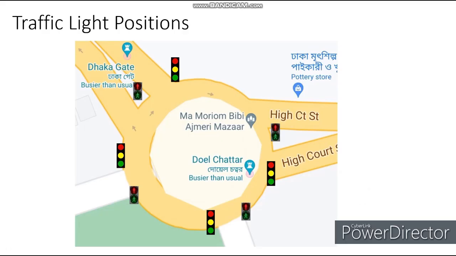Next, we see the traffic light positions. Here we see each of the traffic lights are implemented in the corner of the roads and the pedestrian light is placed. Here we see red, green and yellow light for the transportation ones, and only green and red, in our case blue and red, implemented for pedestrians.